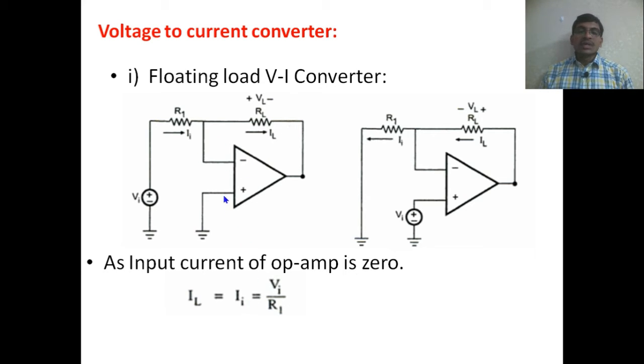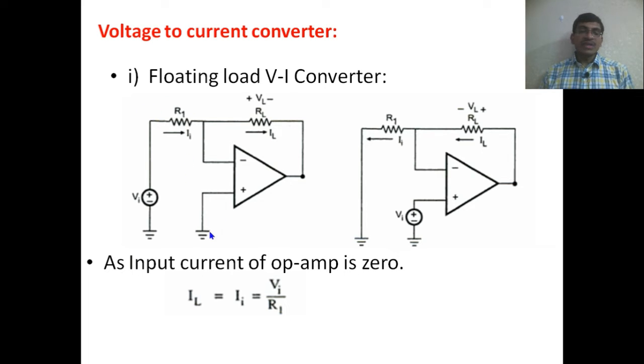Okay, so the current II can be given as voltage divided by the resistance, VI divided by R1, because actually it is VI minus VA or VB. Here is the node VA, right? So VI minus VA by R1. But according to the virtual ground concept, VA is equal to VB is equal to 0. So the VA got neglected. So IL is equal to VI by R1.